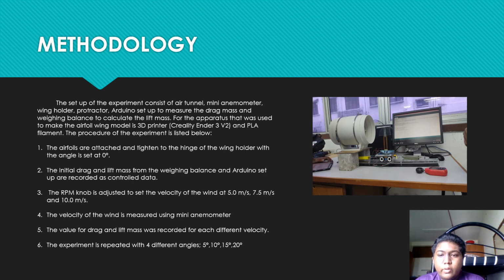As for the methodology, we are measuring the lift and drag force generated by our airfoil model. There are several steps to carry out the experiment. Firstly, the airfoils are attached and tightened to the hinge of the wing holder, where the angle is set at 0 degrees. The initial drag and lift mass from the wing balance and Arduino setup are recorded as control data. The RPM knob is adjusted to set the velocity of the wind at 5, 7.5, and 10 meters per second. The velocity of the wind is measured using a mini anemometer. The values for drag and lift mass are recorded for each different velocity. Lastly, the experiment is repeated with four different angles: 5 degrees, 10 degrees, 15 degrees, and 20 degrees.